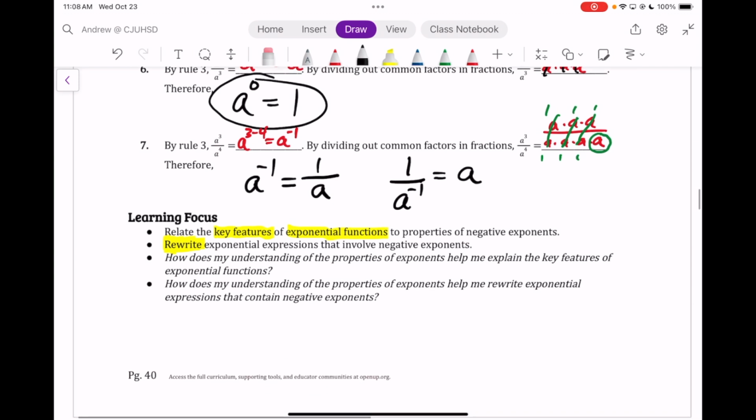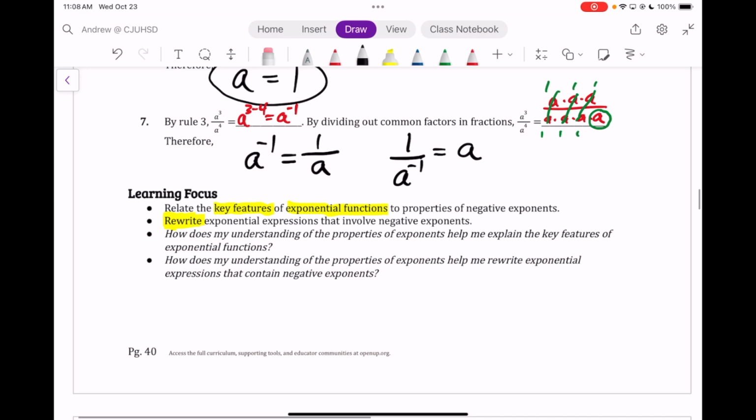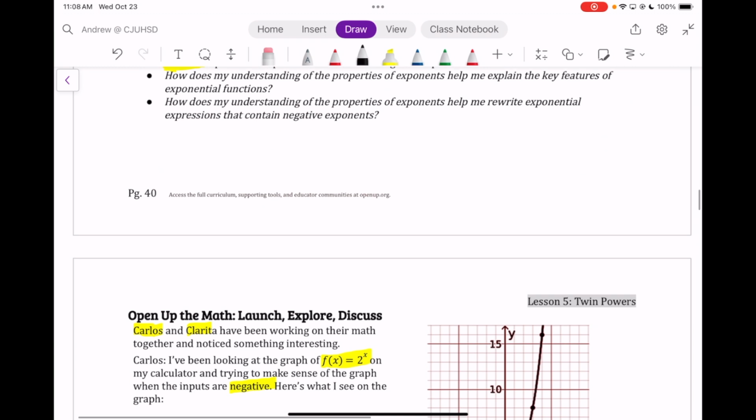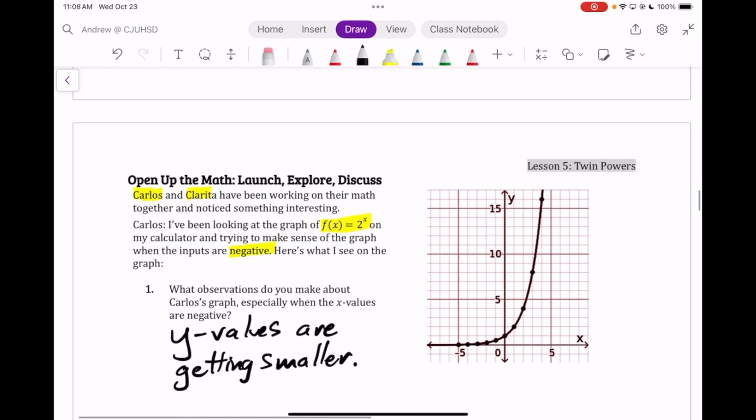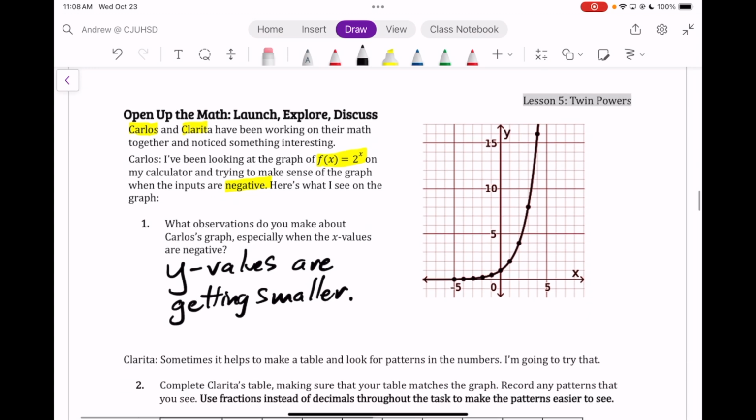So in this lesson, we're going to relate some key features of exponential functions. A lot of the graphing has been done for us already. So let's get into it. We have a dialogue between two students, Carlos and Clarita, and they're working on their math together.